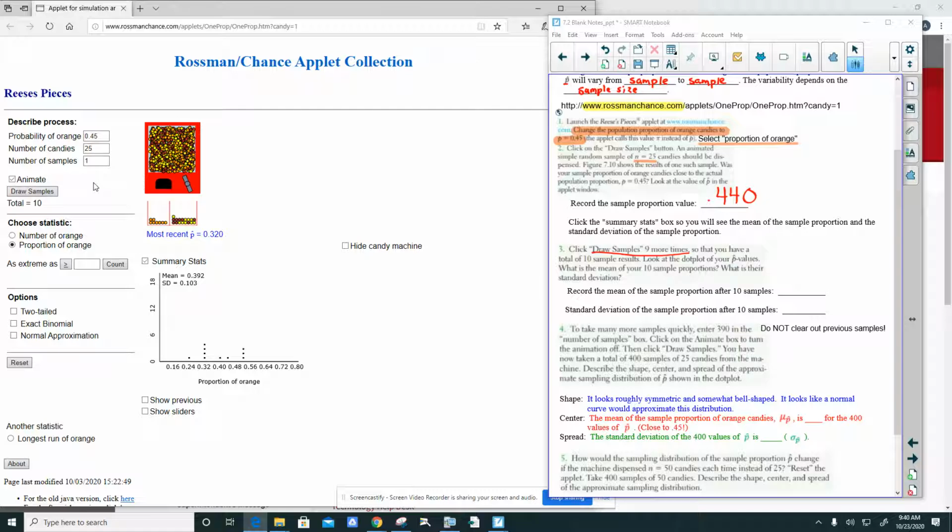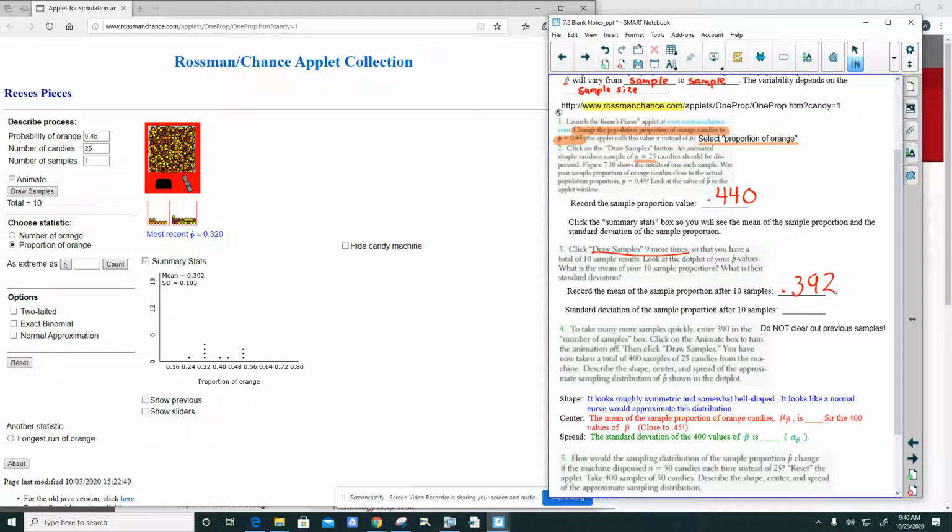So they're asking us on this blank to record what the average of those 10 sample proportions would be. Okay, now I had clicked the summary statistics box that you can see right here. And so they're telling us the average of these 10 p-hats is roughly 0.392. So that's what I'm going to put on the blank right here.